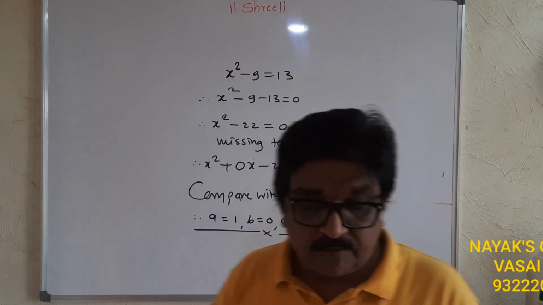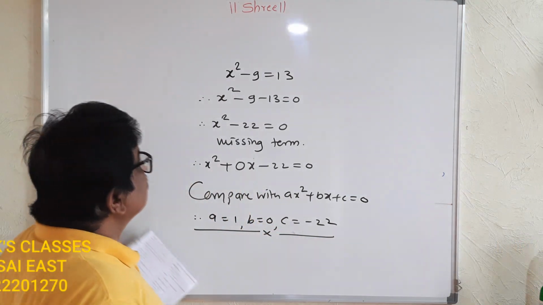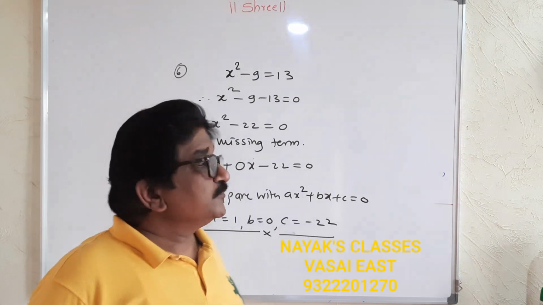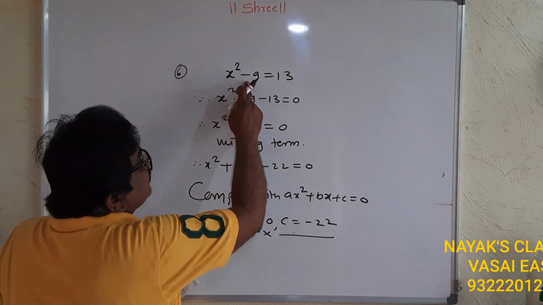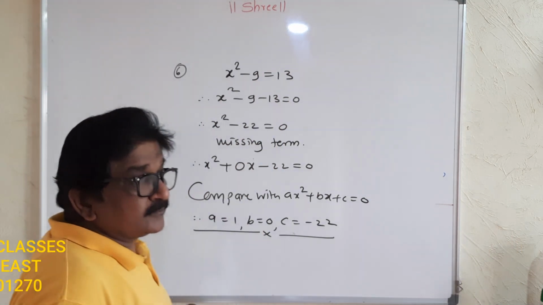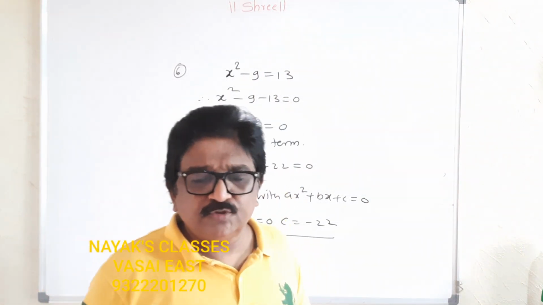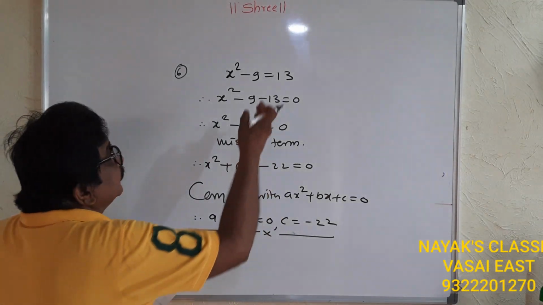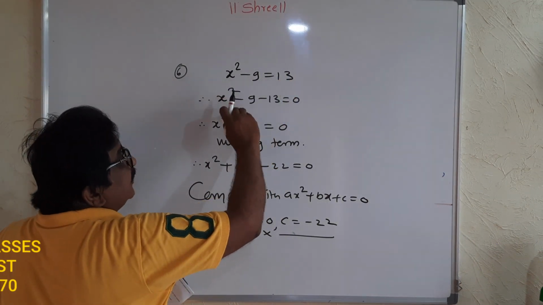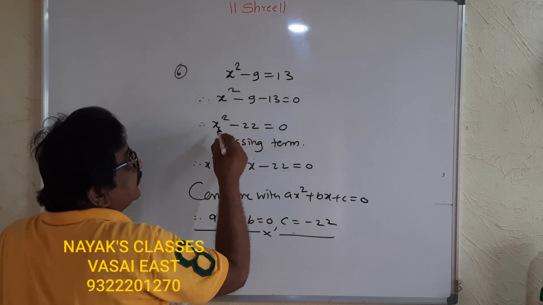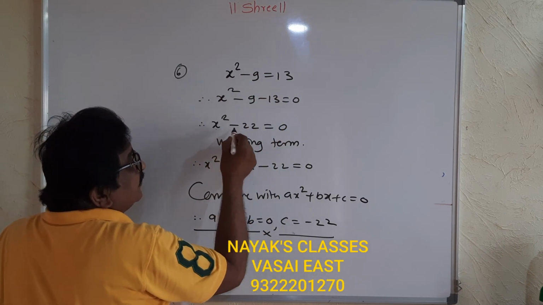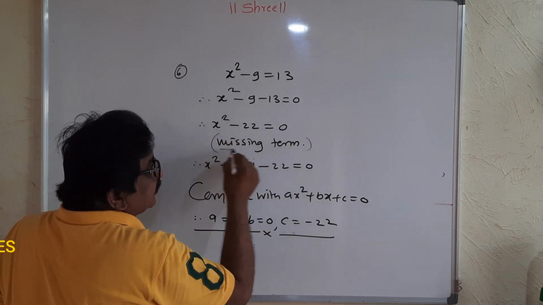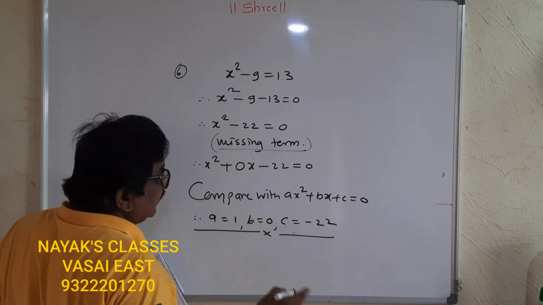This is the last example of the same sub-example. They have given us x square minus 9 is equal to 13. x square is there, so possibilities are there. So transfer this 13 to this side, you will get minus 13. And then you will get x square minus 22 is equal to 0. The missing term is important. The middle term is missing.